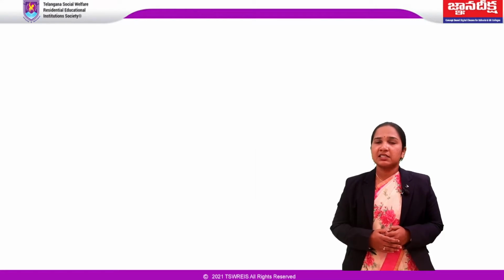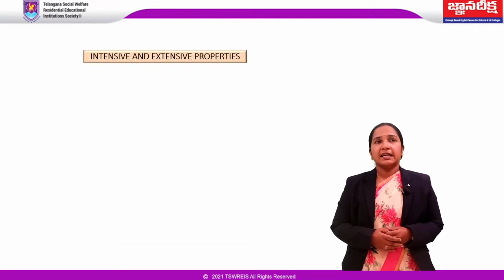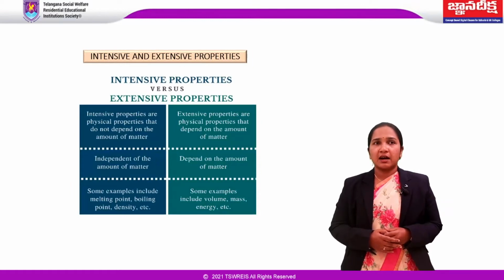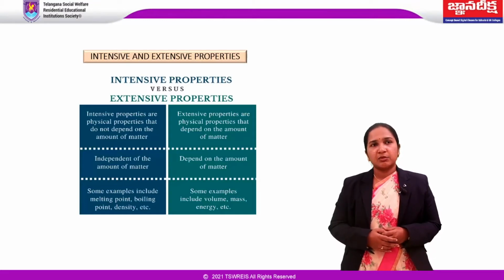So let's study about intensive and extensive properties. Intensive properties are the physical properties that do not depend on amount of matter. Extensive properties are the physical properties that do depend on amount of matter. Intensive properties are independent of amount of matter. Extensive properties are dependent on amount of matter. Some examples of intensive properties are melting point, boiling point, density, etc. Some examples of extensive properties are volume, mass, energy, etc.